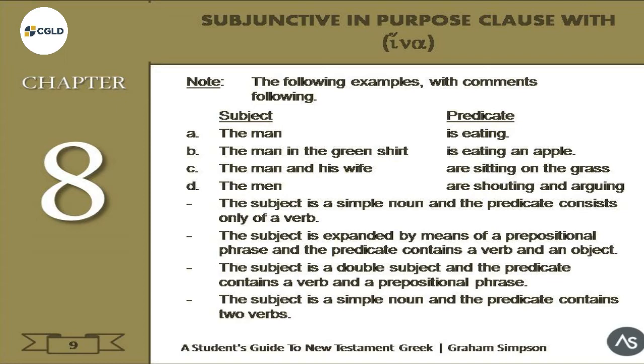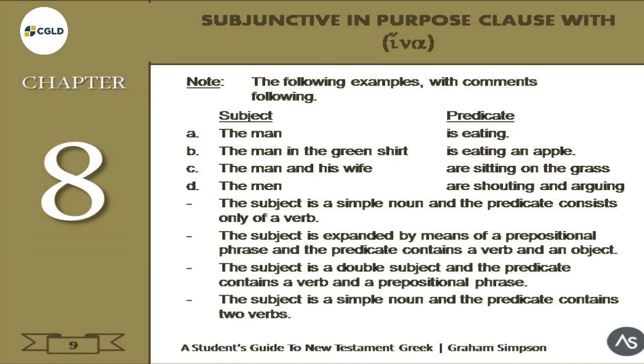Now, look at the first sentence. The man is eating. The subject is a simple noun and the predicate consists only of a verb, eating. The second sentence, the man in the green shirt is eating an apple. The subject is expanded by means of a prepositional phrase and the predicate contains a verb and an object, eating an apple.